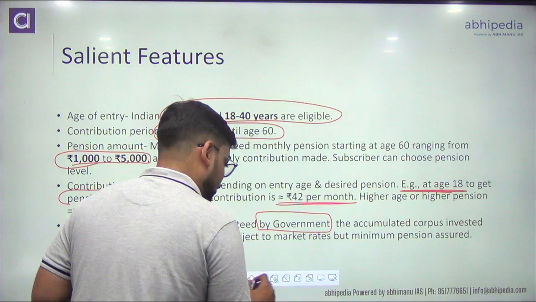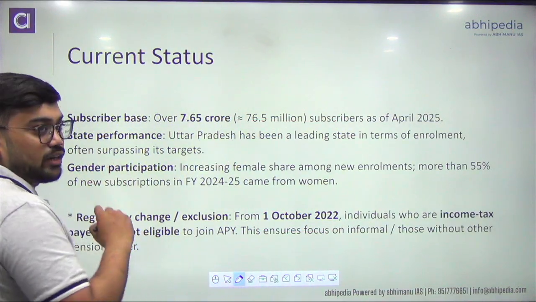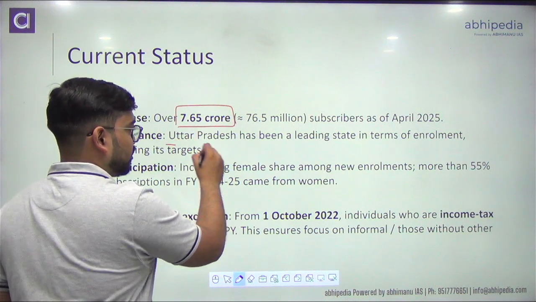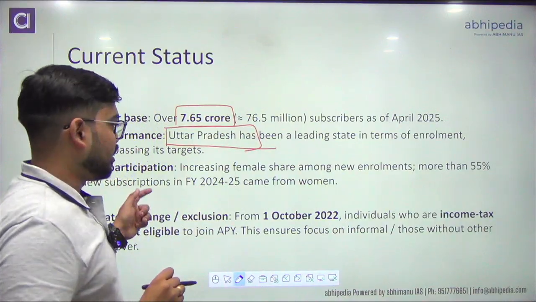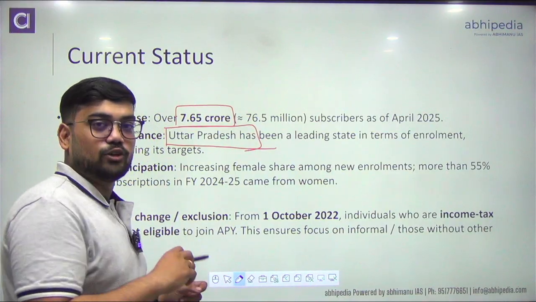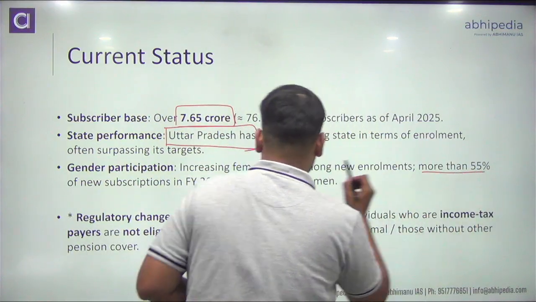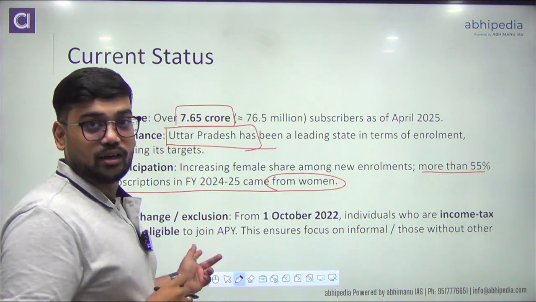Chalo, moving forward. What is its current status? So subscriber base kya hai? The subscriber base is 7.65 crore with Uttar Pradesh having maximum number of enrollments. Theek hai? Gender participation as seen in 2024 to 2025, more than 55% of the new subscribers are women. Haan, do remember this point. This might come in exam.